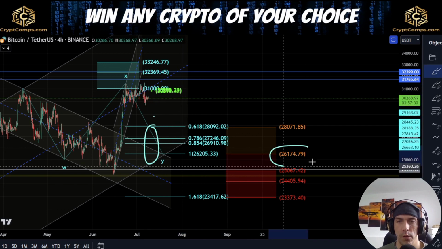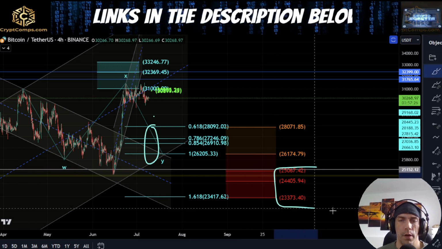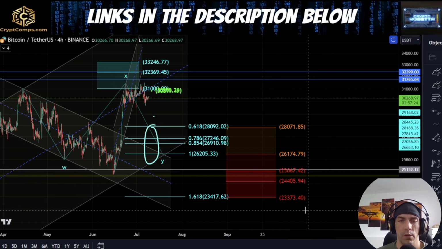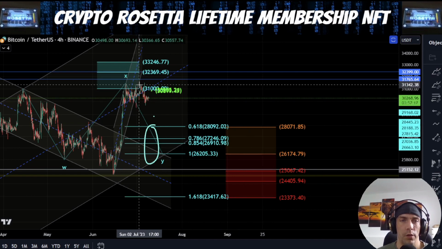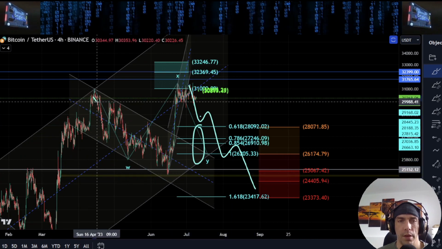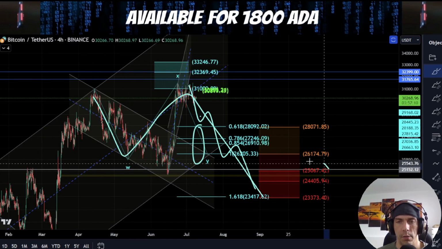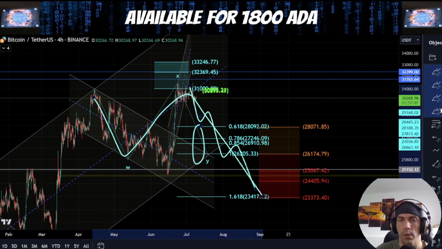Target areas for this would be the 1-to-1 at this 26,174, this 25,067, and this 23,373 as that expanding flat target. So if we get this as 1, 2, 3, 4, 5, looking at this as a big expanding flat here, this could align with coming back down into these levels. So I'm going to have to keep an eye on this to see whether we actually break down.